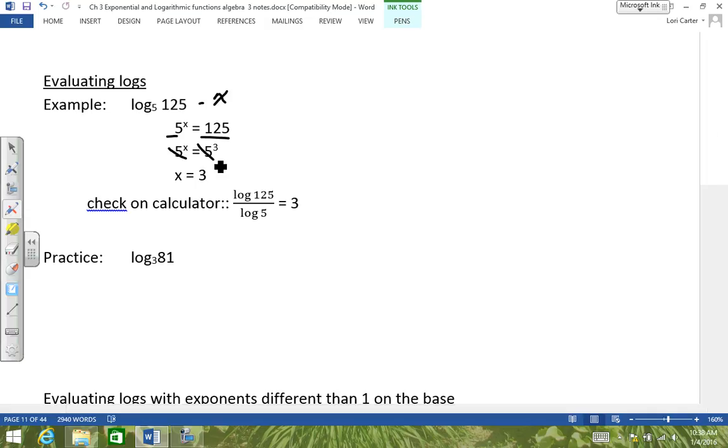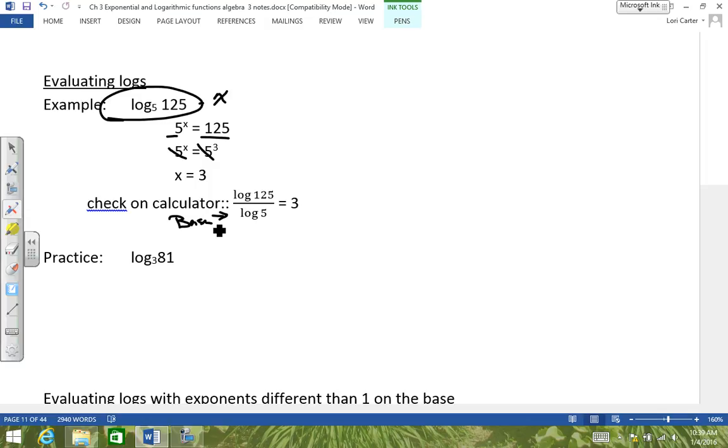Your calculator will also do this. The only reason I'm showing you is you need to do this on those ACTs and college entrance exams, because you need to do it faster than that. You can do this using what we call common logs. So on your calculator, you type in log of 125 and you always divide by the log of the base. So it's log of 125 divided by log of 5. Type that in, you should get 3.